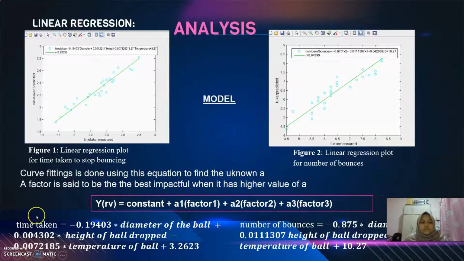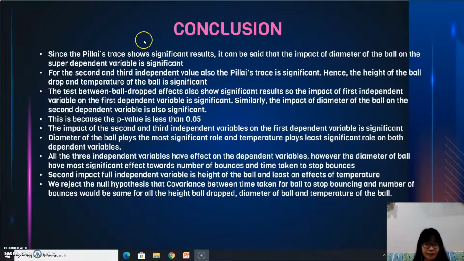So as we can see for the time taken experiment, the higher value of A is 0.19, which is for factor 1, which is the diameter of ball, and for the number of bounces, also the diameter of ball. So what I can say is that the diameter of ball is the most impactful factor towards both dependent variables. Thank you. Okay, now we proceed to the conclusion of the experiment.